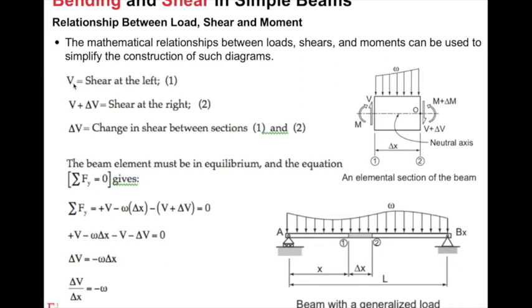So the definition is V is the shear at the left side, if we look at this segment, and V plus delta V is the shear at the right side, and in between they are applied by a distributed load here. So delta V indicates the change in shear between section 1 and section 2. Since the beam element must be in equilibrium, and the equation for sum of Fy equal to 0, let's give these equations. Then we solve this equation and get delta V divided by delta X equal to minus omega.